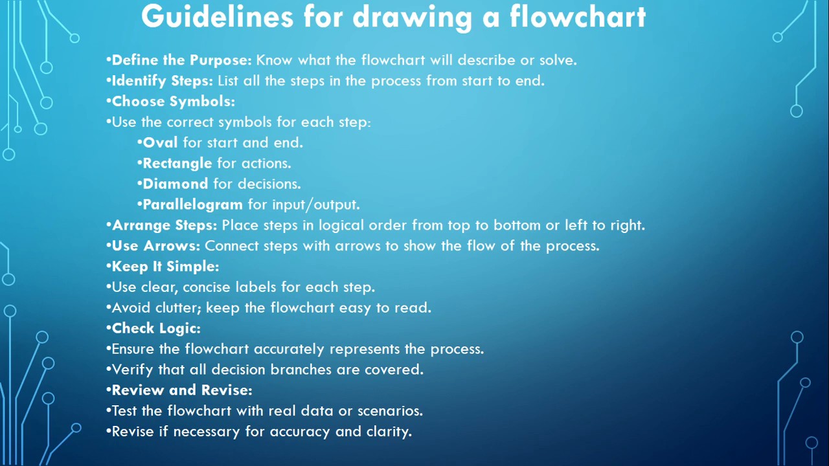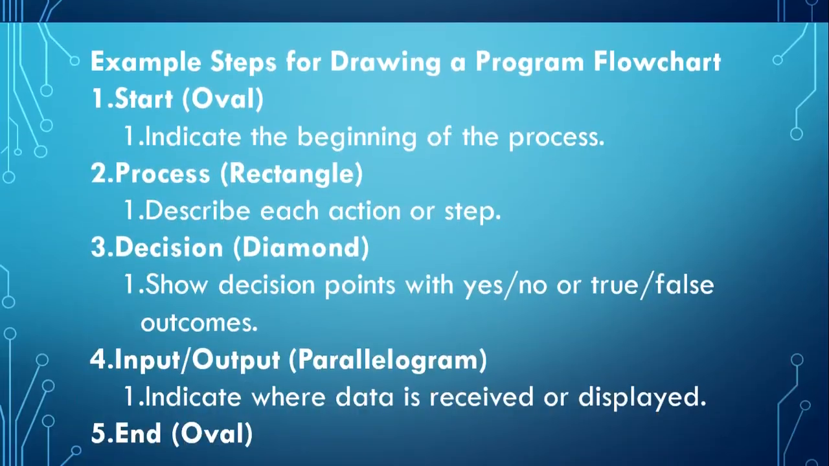Keep it simple. Use a clear, concise label for each step. Avoid clutter. Keep the flowchart easy to read. Then check logic. Ensure the flowchart accurately represents the process. Verify that all decision branches are covered. Then review and revise. Test the flowchart with real data or scenarios. Revise if necessary for accuracy and clarity.